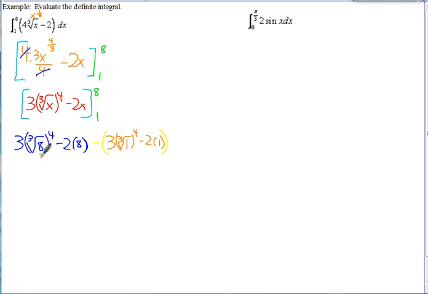So the cube root of 8 is 2, to the 4th power is 16. 16 times 3 is 48. Negative 2 times 8, negative 16. Minus, cube root of 1 is 1, 1 to the 4th is 1, 1 times 3, 3, and negative 2 times 1, negative 2. So I've got 48 minus 16, which is 32, minus 3 minus 2 is 1, so we get 31 is the value of this definite integral.